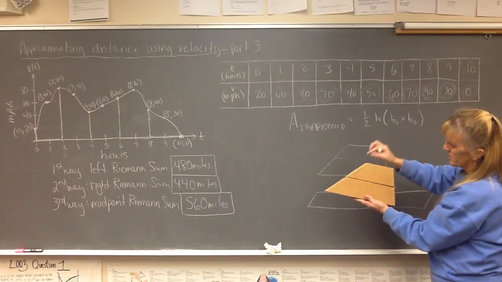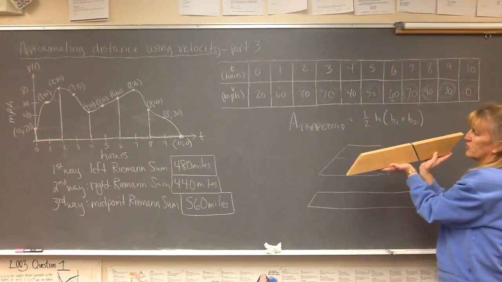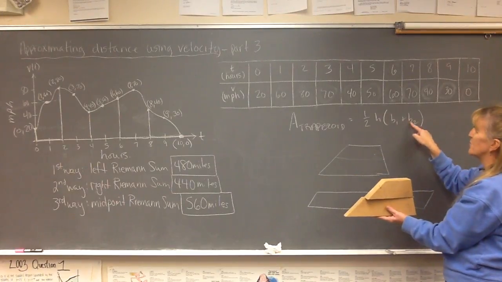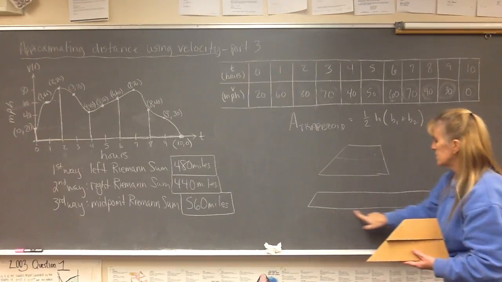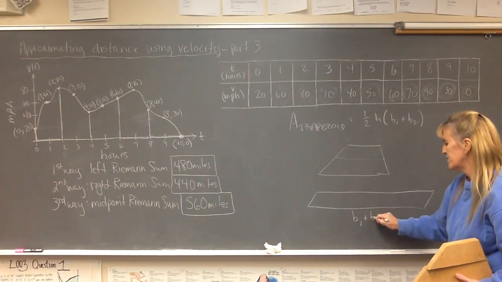So I am touching both of the bases right now, and as I open this up, my bases are joined together to get the length of the parallelogram. And that is why we add the two bases together. To get the total length of the parallelogram, this becomes base 1 plus base 2.